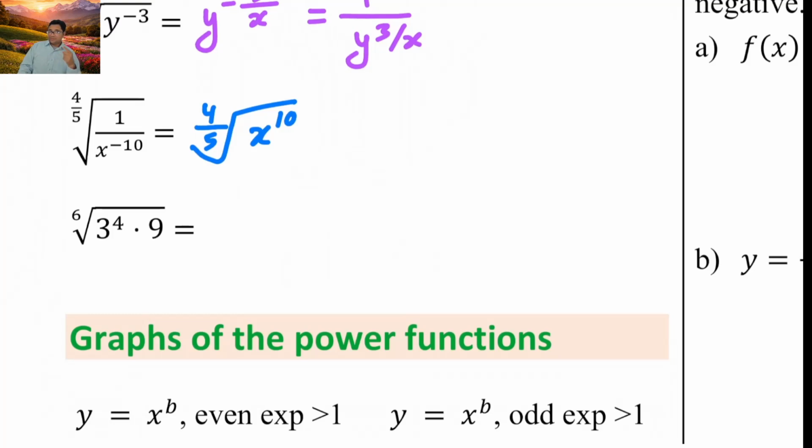So first I wrote x to the 10 in the numerator because it is 1 over x to the negative 10. You change the side from denominator to numerator, and you change the sign of the exponent. Minus becomes plus.